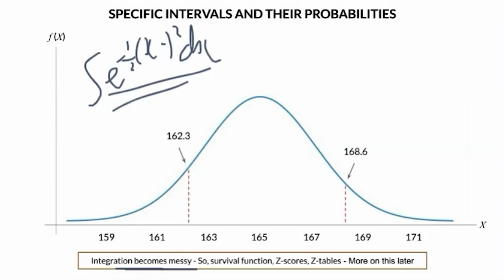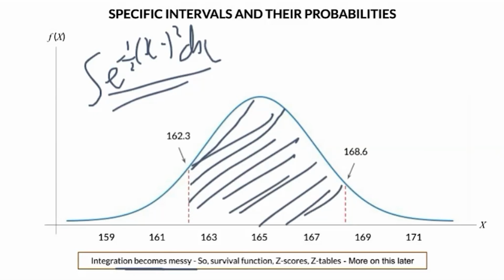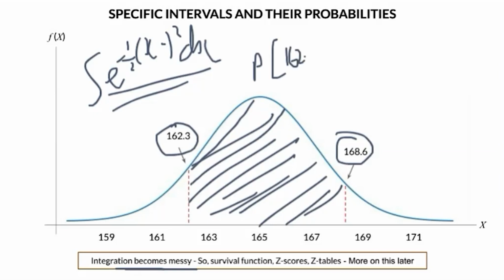So now if I ask you what is the area under this part of the curve, with two numbers, 162.3 and 168.6, what is the probability that x lies between 162.3 and 168.6, how are you going to do it? You don't have the pre-computed values, right? This is not exactly minus 1 sigma or 2 sigma. It's two random numbers. We need to put 162.3 here and 168.6 here in the integral and then integrate. Of course, this is messy.